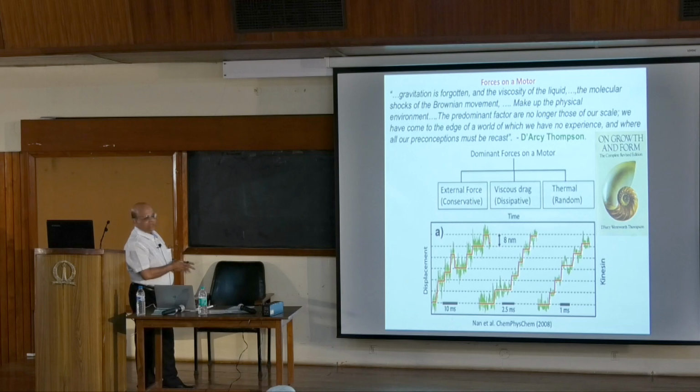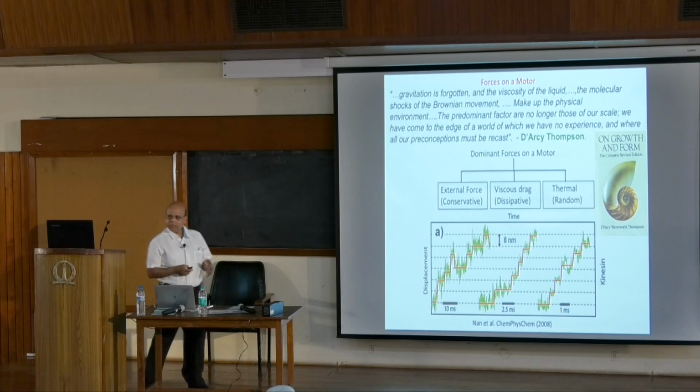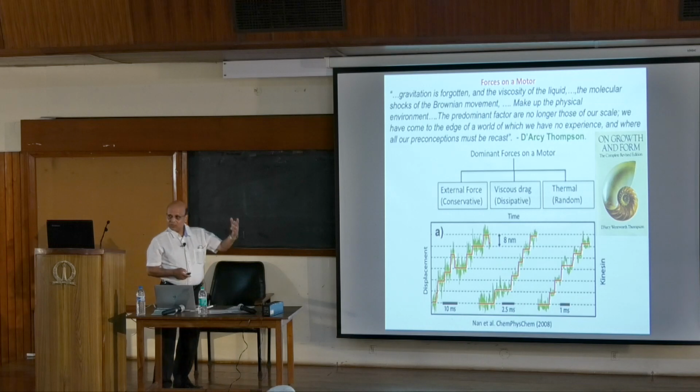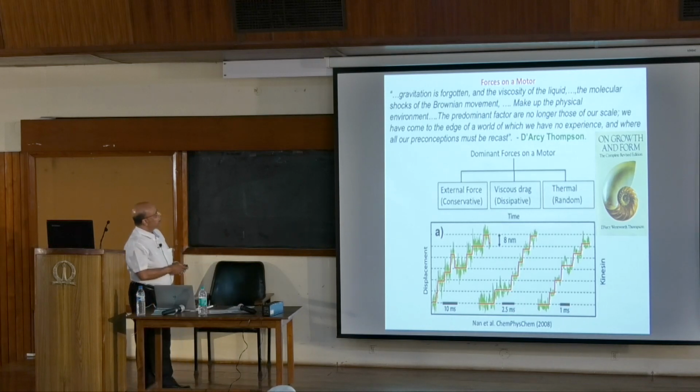He wrote that in this domain, gravitation is forgotten. What he meant by that is inertia is negligibly small, and it is the viscosity of the liquid and the molecular shocks of the Brownian movement. Molecular viscosity gives rise to the viscous drag, and molecular shocks of the Brownian movement give rise to random bombardments. These make up the physical environment. The predominant factors are no longer those of our scale. We have come to the age of a world of which we have no experience. Of course, that was 1942. Today we have a lot of experience of that, and all our preconceptions must be recast.